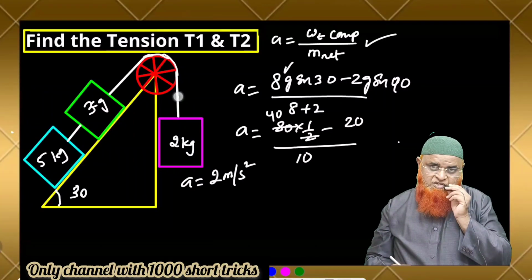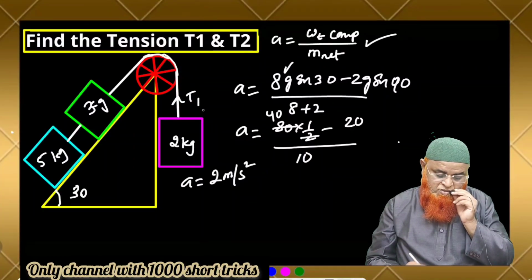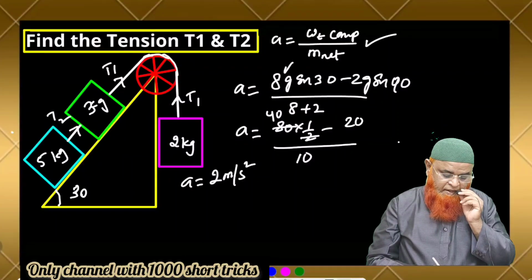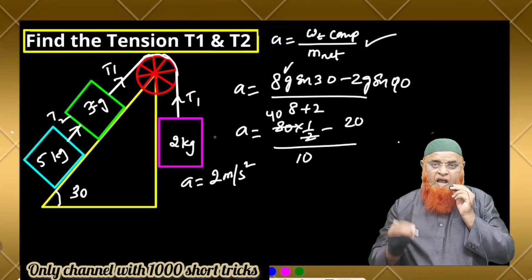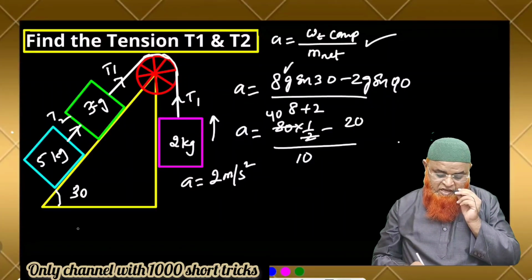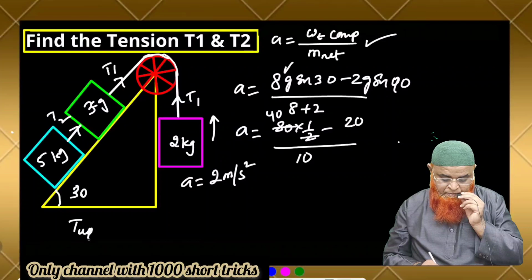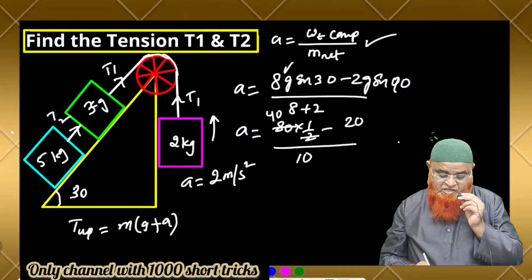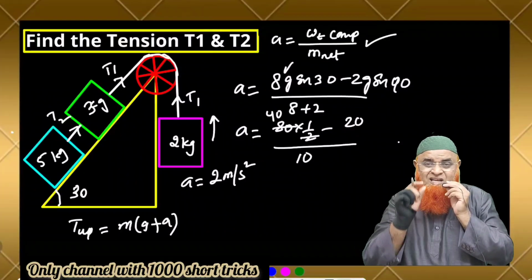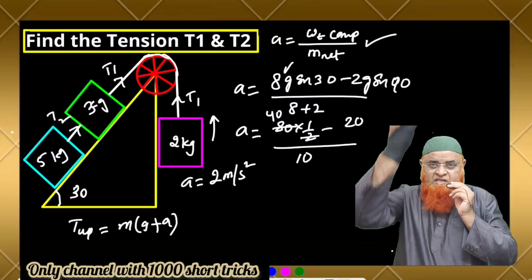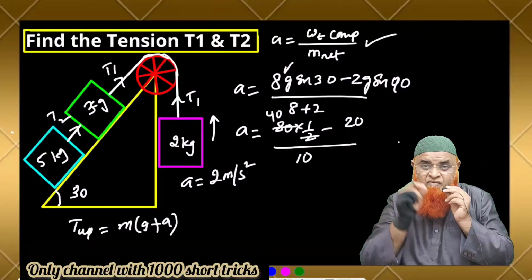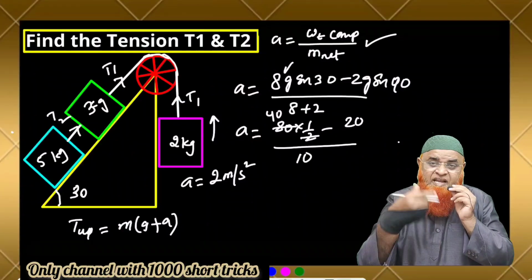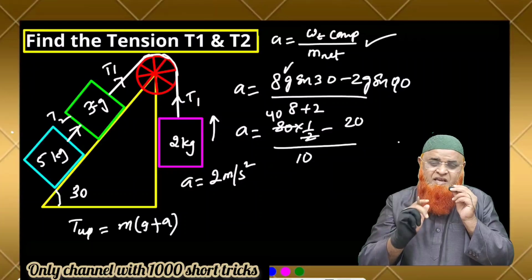How are you going to find the tension? Let us imagine the tension along the 2 kg is T1, so this is also T1, whereas the tension along the 5 kg is T2. I already told you that for the block which is going upwards, tension is equal to m into g plus a. The block which is coming downwards, the tension will be m into g minus a. If it is a component, mg sine theta minus a, that you have to consider.